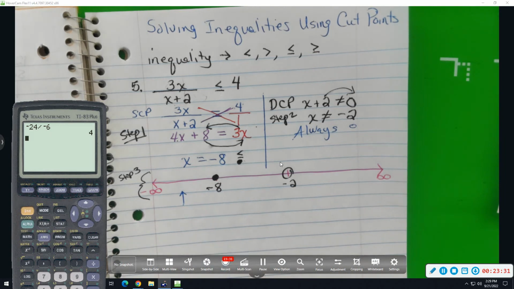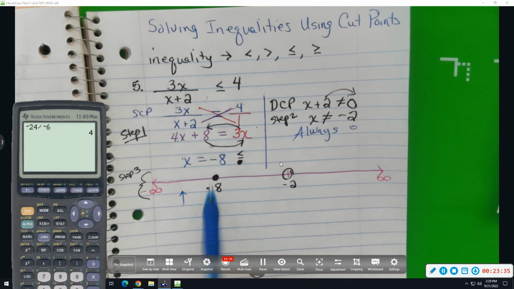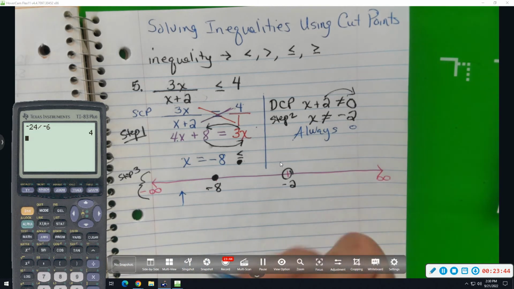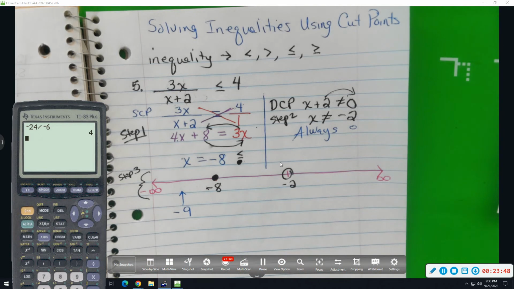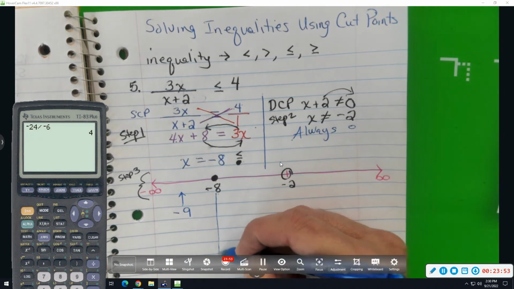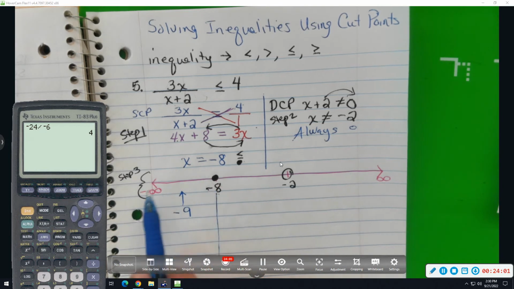So I need a number, any number between negative infinity and negative 8. Thinking of the number line, if this is negative 8, then there's negative 9, negative 10, negative 11, negative 12, negative 1,000,000. I think I'm going to use negative 9. Okay? It's going to be up to you to decide on which number, but you could have used negative 10 and negative 11 and negative 12, any number between negative 8 and negative infinity.